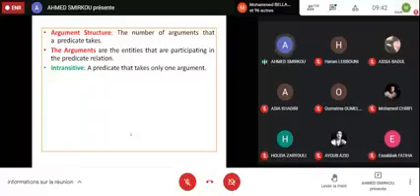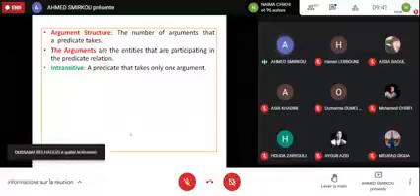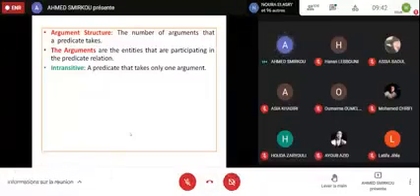For example, intransitive verbs, as you know, do not require an object. You can take many examples, for example: he smokes, he slept early, he went early, etc. These verbs are intransitive because they do not require an object. So they require only one argument, which is the subject.